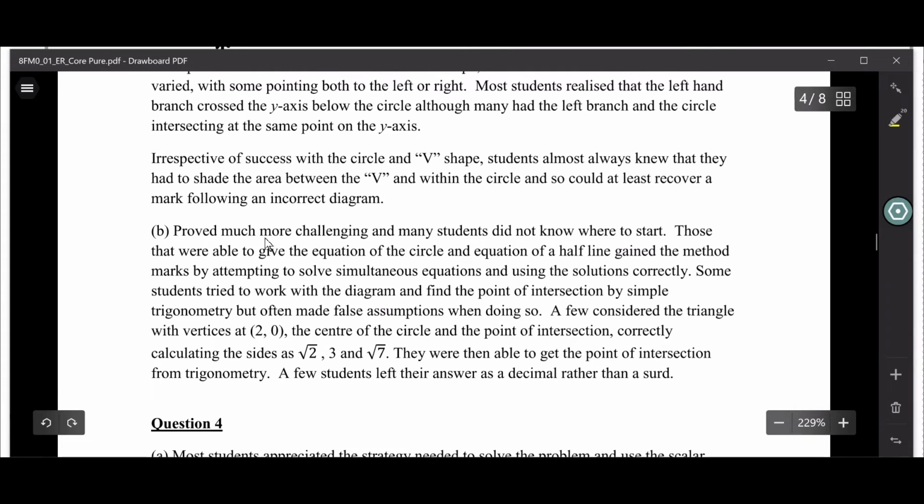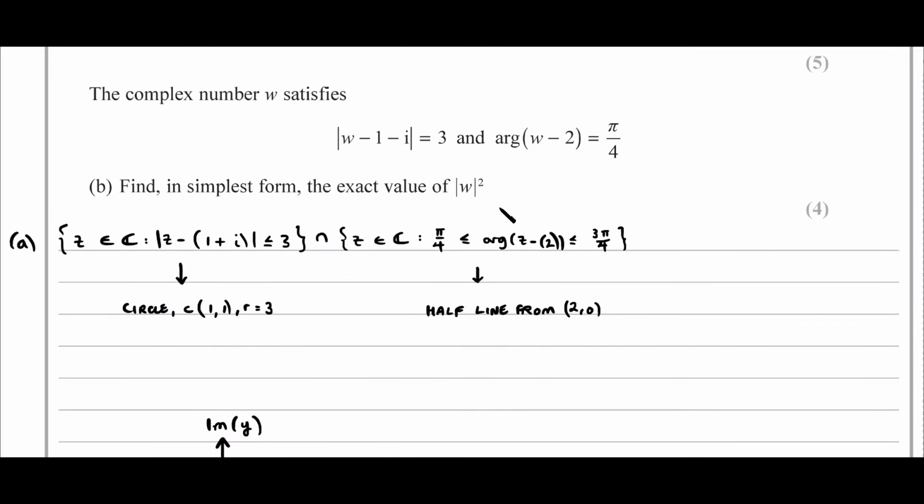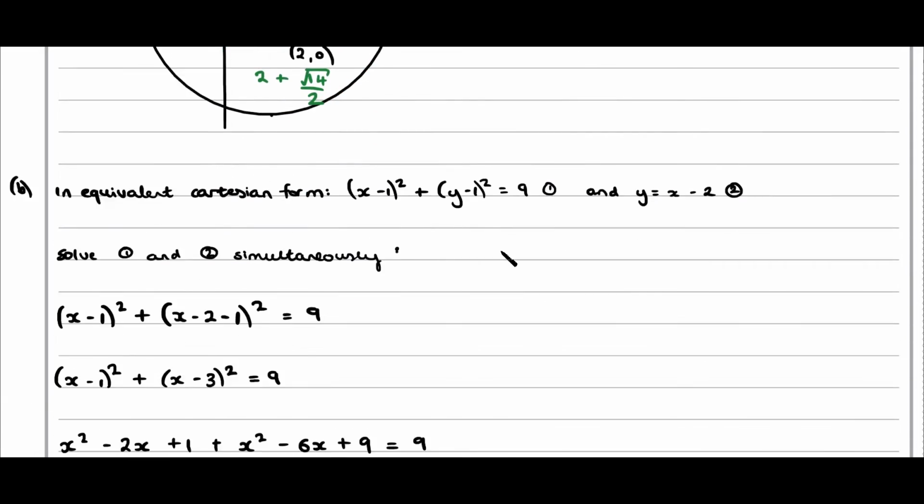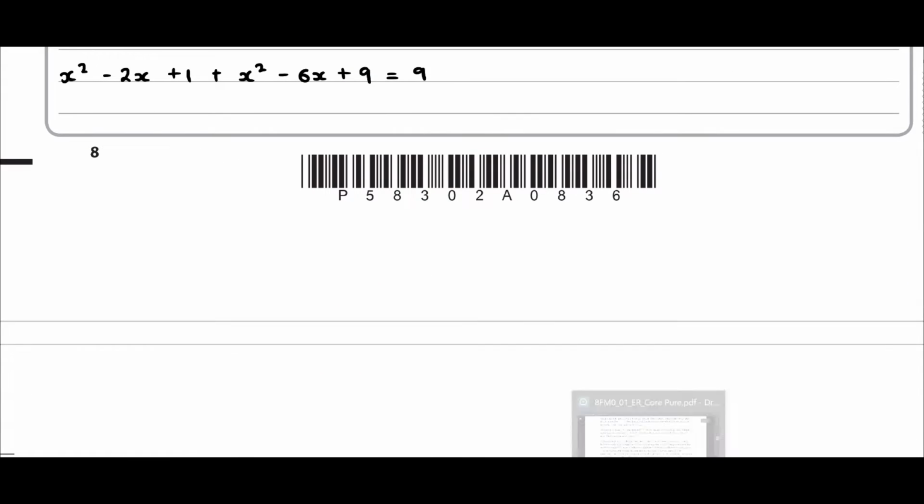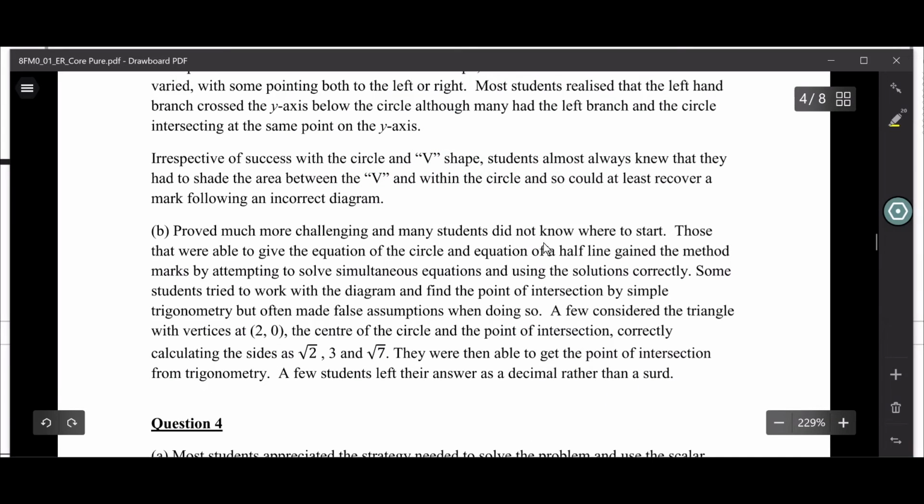For part B, that was more challenging. If we remind ourselves of what part B was, that was finding the norm of w squared. And the reason that was challenging is because many students did not know where to start. So a lot of people failed to realize that we'd have to use Pythagoras and solve simultaneous equations. There were some students who gave the equation of the circle and the half line and then solved those simultaneous equations correctly.